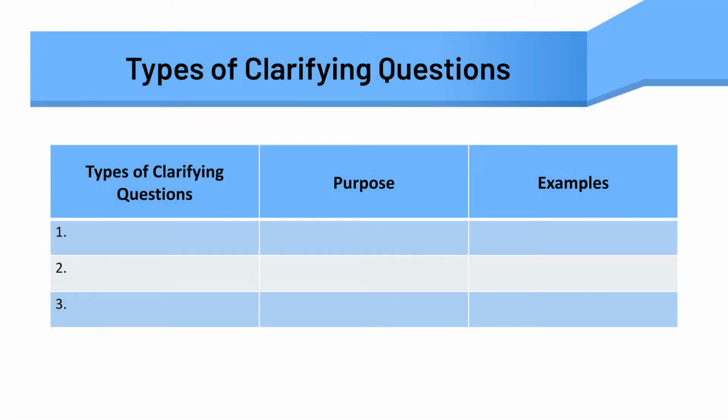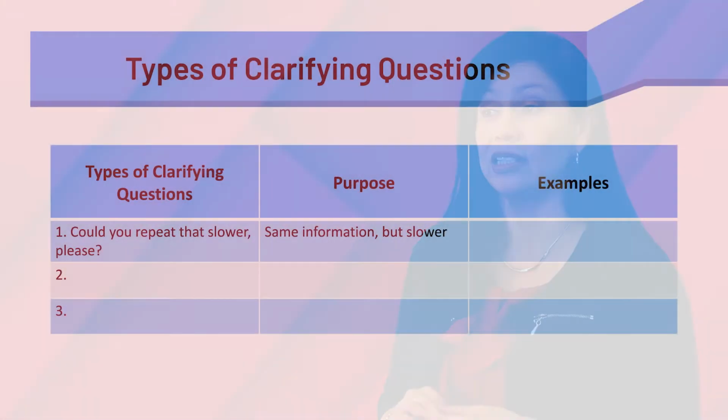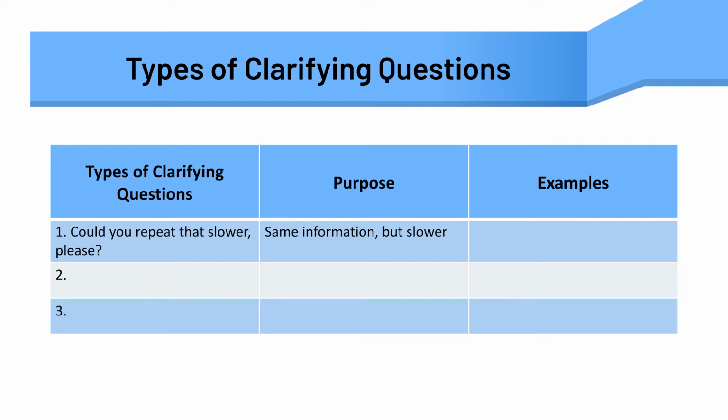This would be a good time to pause the video and grab your notebook and a pencil so you could take some notes. Copy the chart into your notebook. Okay, let's begin by looking at the first clarifying question. Could you repeat that slower, please? Write this under the first column. Using your chart, write the purpose under the second column. You use this phrase to signal that you want the speaker to say the same information again, but slowly. We will practice the pronunciation shortly.